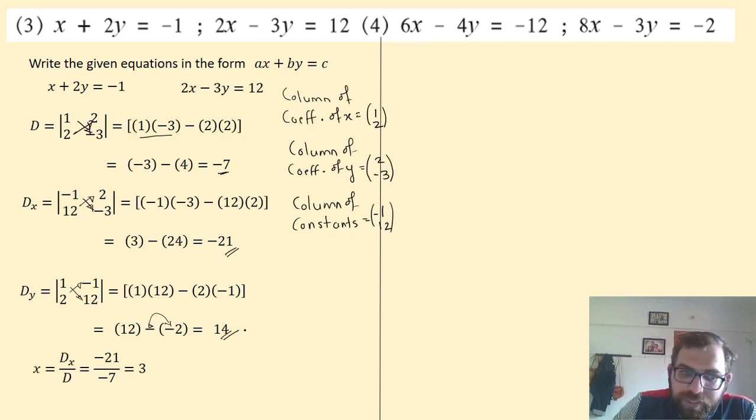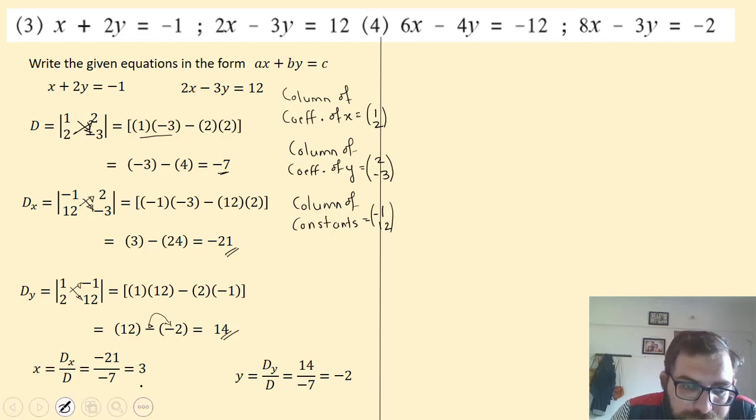So you get x is equal to dx by d, minus 21 by minus 7, is equal to 3, and y, which is dy by d, which is 14 upon minus 7, which is, 7 ones are 7, 7 twos are 14, so it's minus 2.